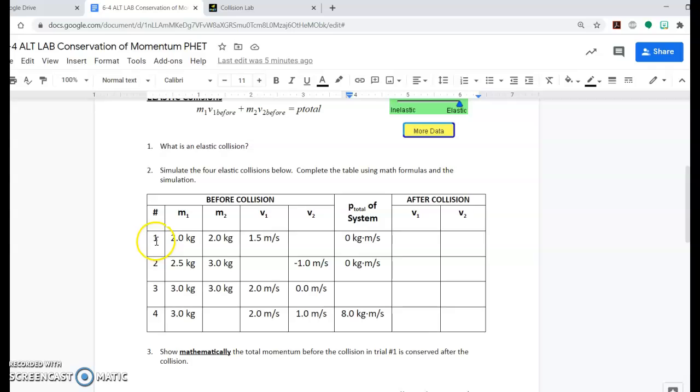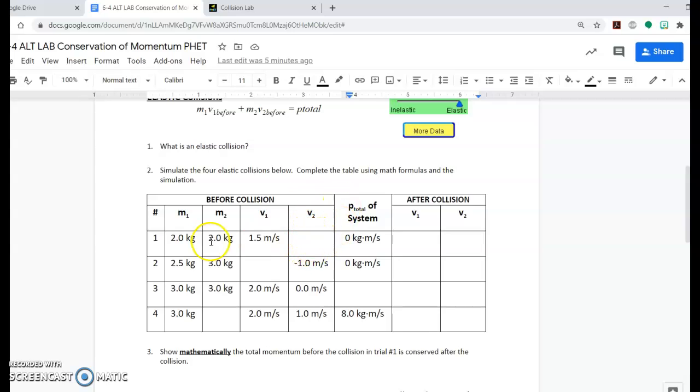So for trial A, we are to set the mass 1 to 2 kilograms, mass 2 to kilograms, velocity 1 to 1.5 meters per second. And we aren't given the velocity 2, but we know that the total momentum of our system needs to be equal to 0. So what velocity here is going to give us a total momentum of our system equal to 0? This is when you have to use math. All right, so if this is going to be positive, then how do we get this equal to 0? Hint, hint, nudge, nudge, this has to be a negative number.